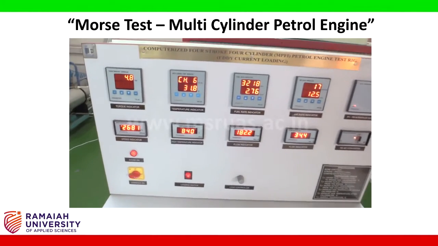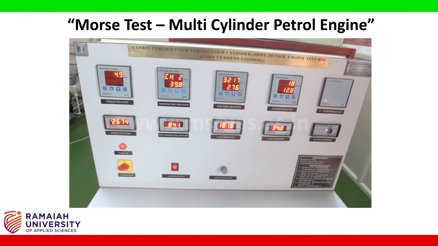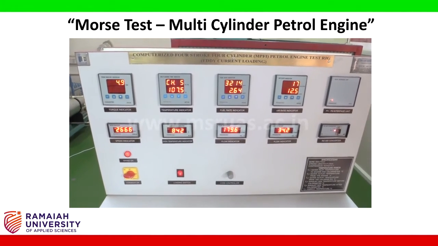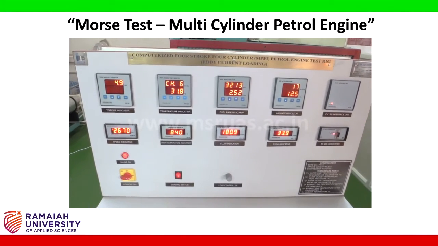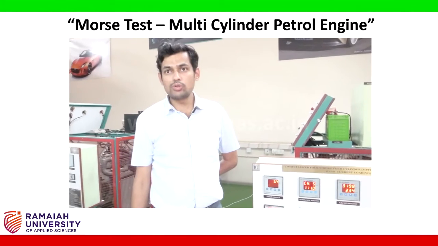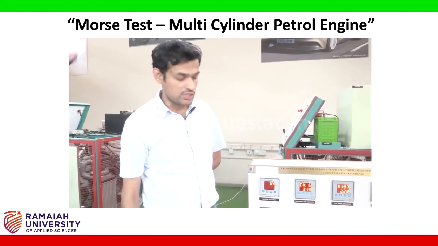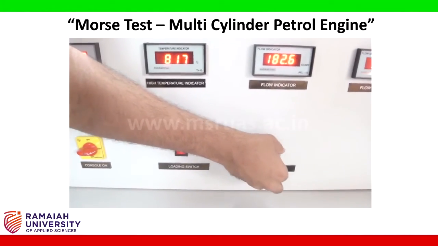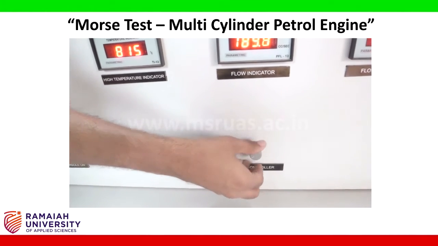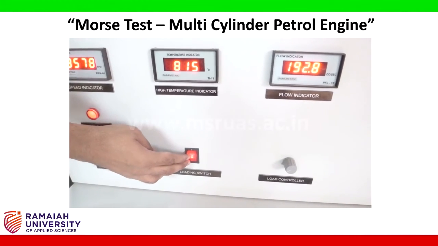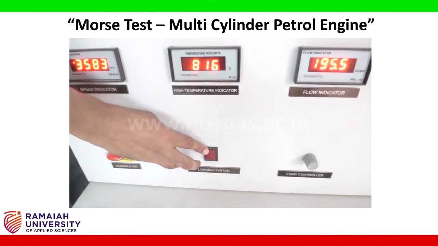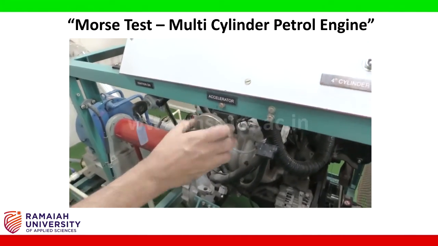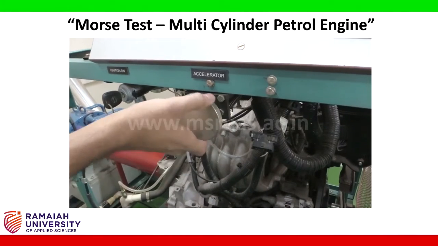In a similar way, conduct the experiments for the two remaining cylinders to determine the performance of those cylinders. This completes the Morse test experiment. Now to shut down the engine, follow the procedure in this way. First, reduce the load. Then switch off the loading switch here. Then reduce the accelerator by rotating the knob back to the idle position.